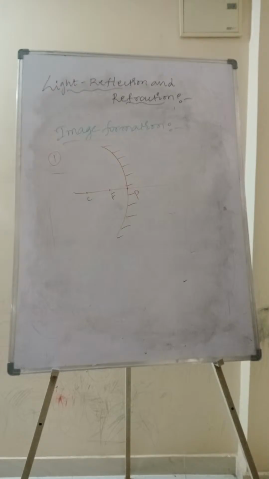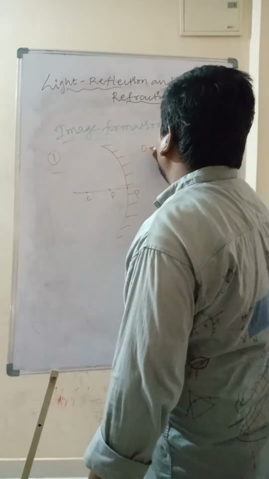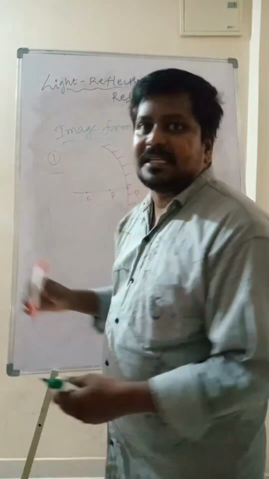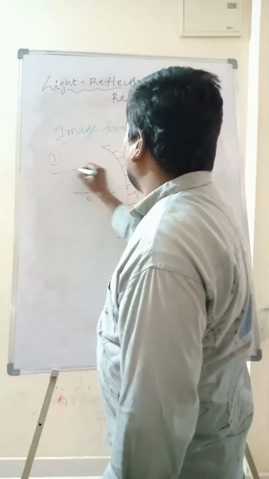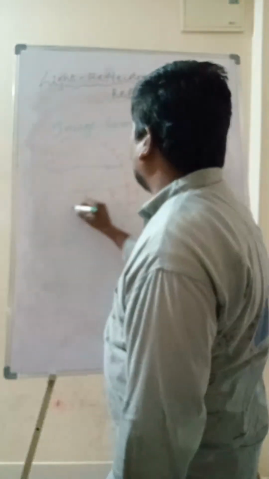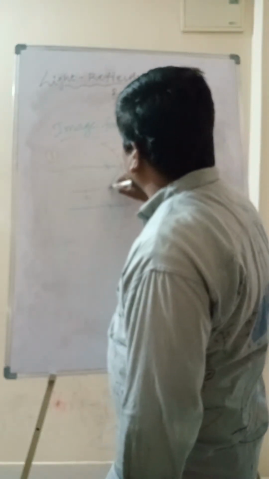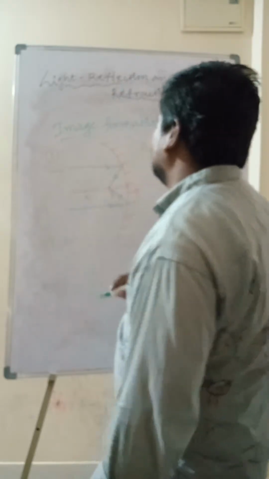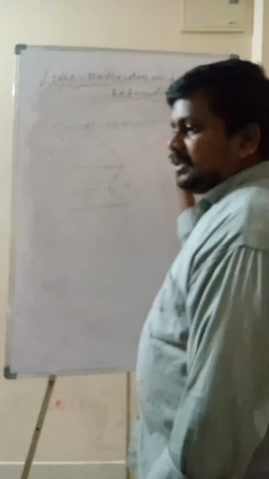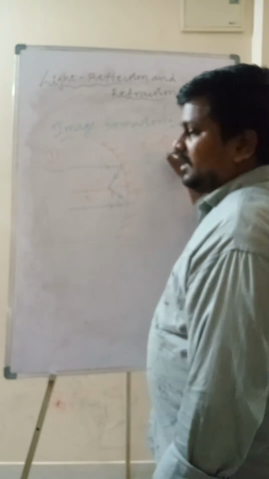Next, we'll take when the object is placed at infinity. How many light rays are required to form the image of the object? Minimum 2 light rays. I'm taking one light ray here like this, and one more light ray. After reflection, those light rays will meet at one point on the principal axis, the principal focus. Object at infinity, image is formed at focus.